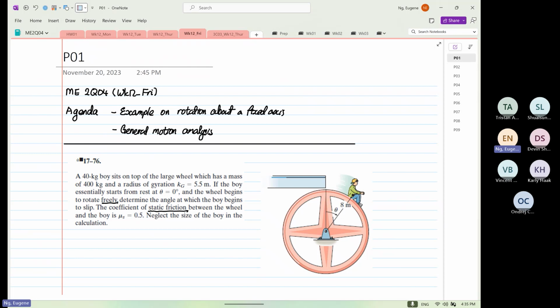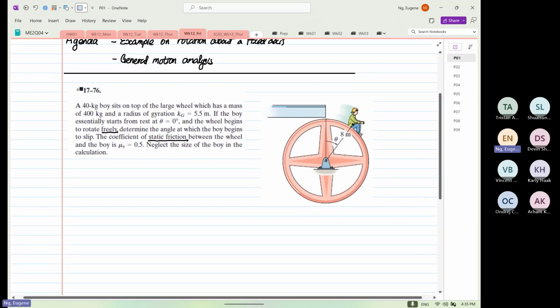So I'm pretty sure you all know the difference between static friction and kinetic friction, yes or no? Static friction is the coefficient of friction measured when you want to move something. Kinetic friction is basically when an object is already moving and there's friction. That's what we call kinetic friction, right?